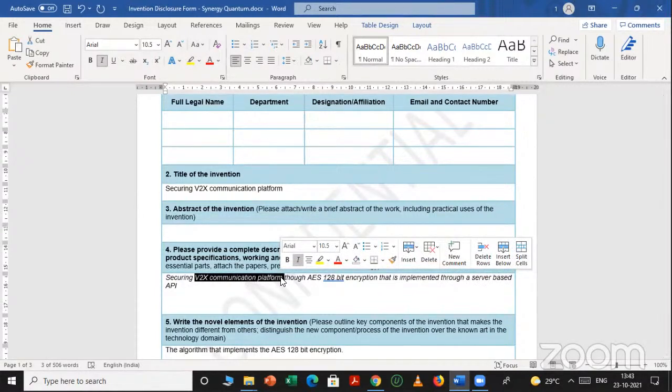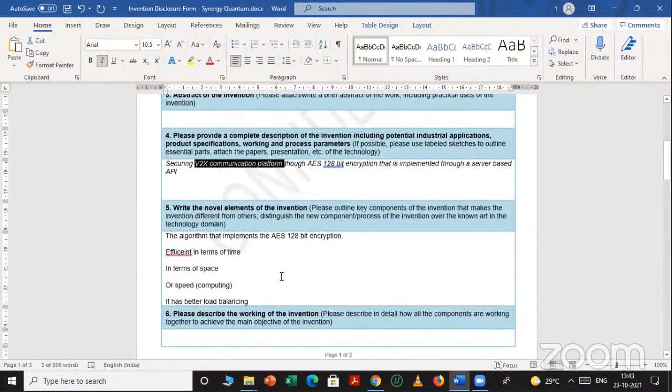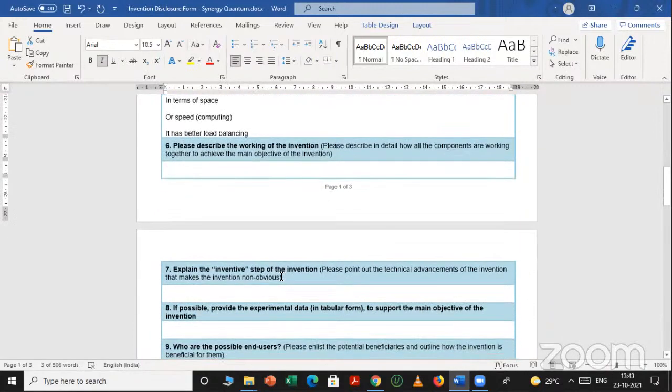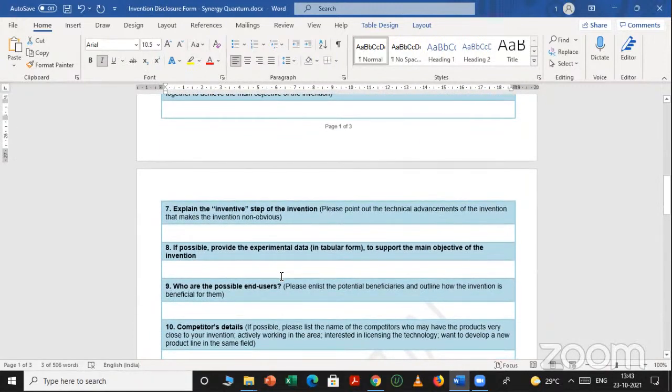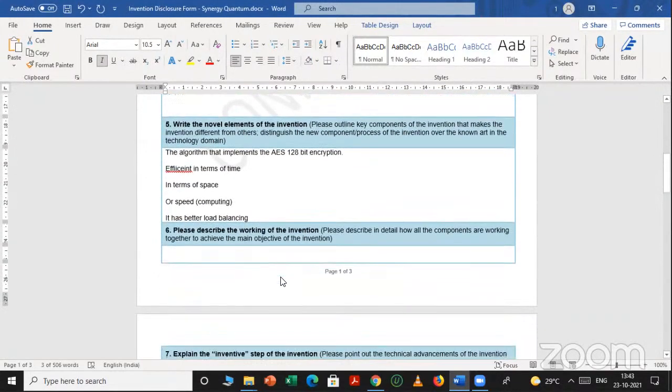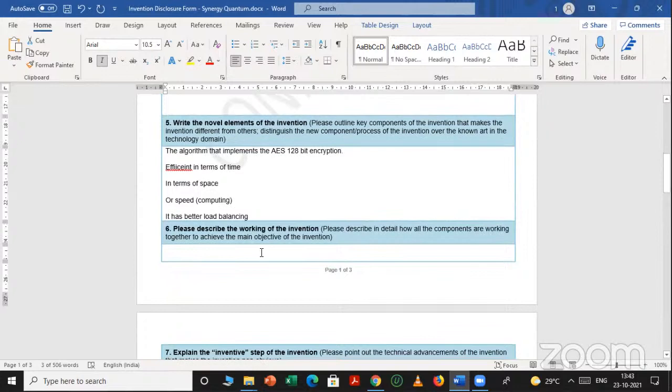Suppose you want to implement this in a driverless car scenario, where, for example, most of the countries in Europe are now implementing the driverless car concept. So you have to describe here the entire architecture of the invention. Then the seventh point is the inventive step of the invention. You have already described the novelty of your invention. You have already described the working of the invention, how it will work in a system or how it will work in the real world.